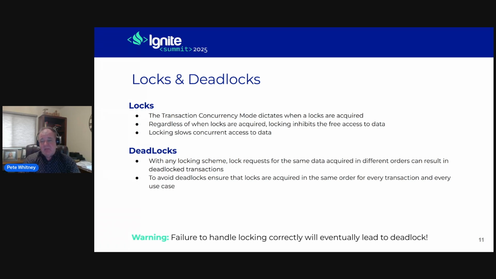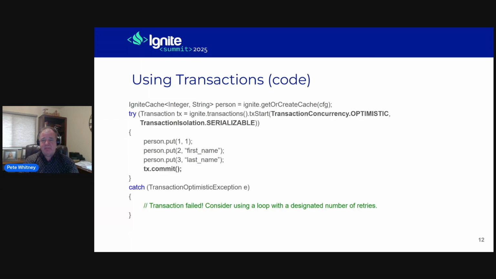With any locking scheme, locking requests for the same data acquired in different orders can result in deadlocked transactions. To avoid deadlocks, ensure that locks are acquired in the same order for every transaction and every use case. Suffice it to say, this takes some organizational discipline, good architects driving not just your use case development, but your entire company's development. Failure to handle locking concurrently will eventually lead to deadlock.